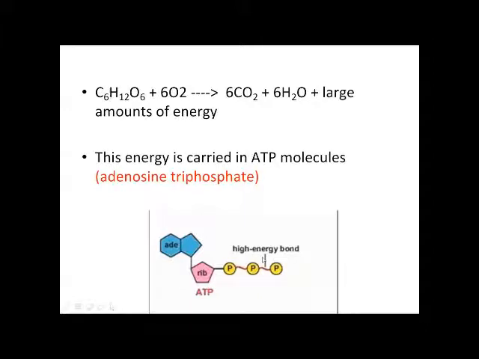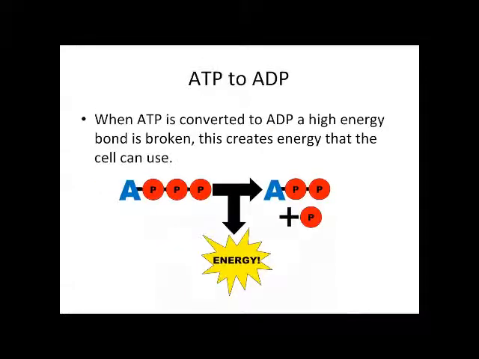So ATP is adenosine, that's adenine and a ribose sugar. So adenosine triphosphate: 1, 2, 3, 3 phosphates. Between the second and the last phosphate there is a high energy bond. When this bond is broken, energy is released, and that energy can be used by the cell.